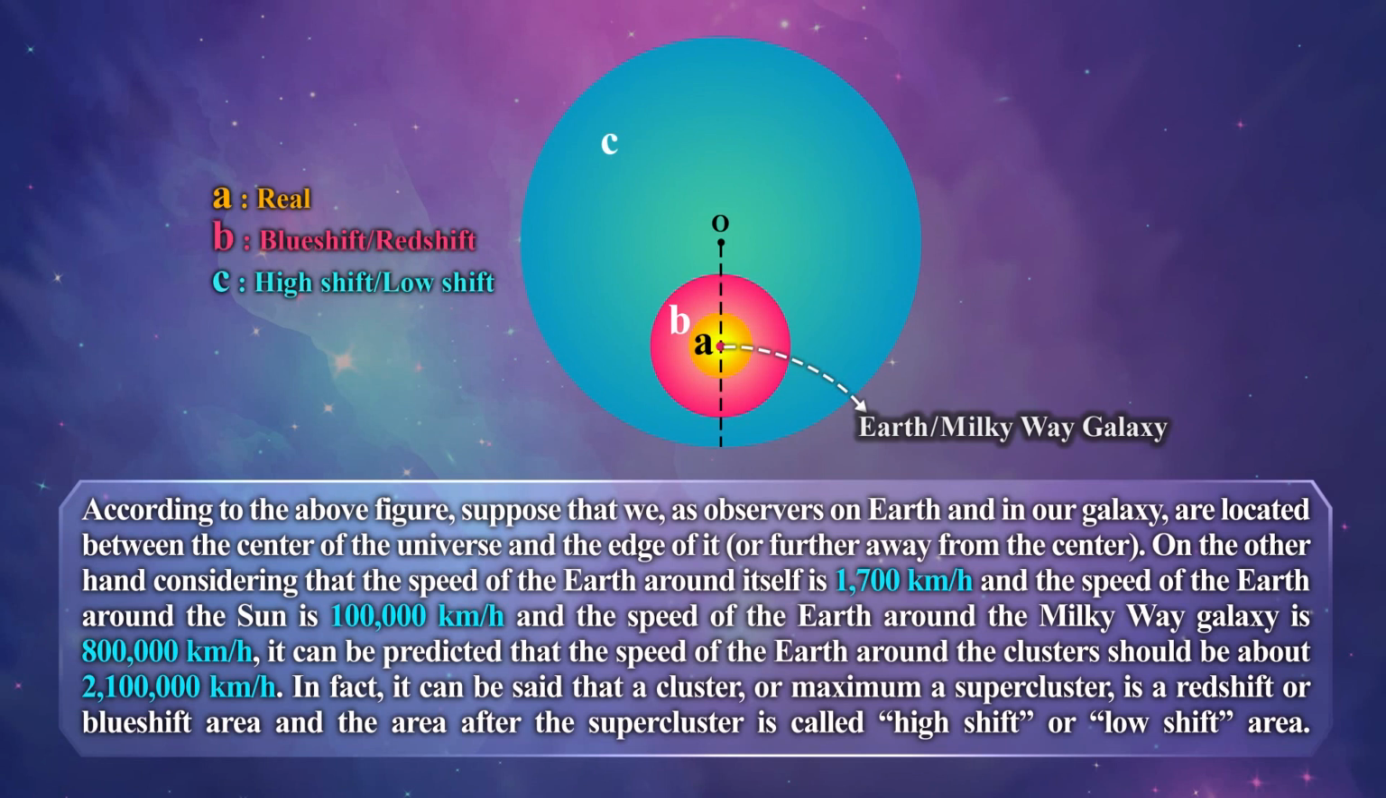it can be predicted that the speed of the Earth around the clusters should be about 2,100,000 km per hour. In fact, it can be said that a cluster, or at most a supercluster, is a redshift or blue shift area, and the area after the supercluster is called the high shift or low shift area.